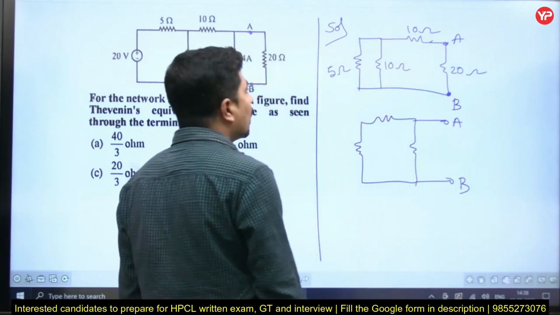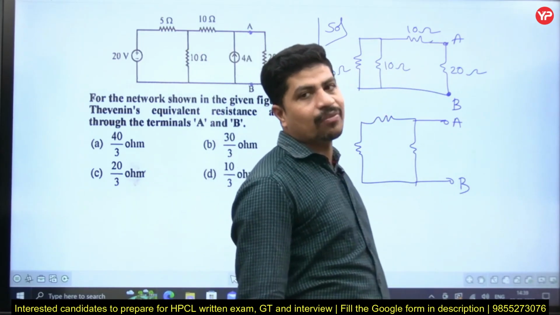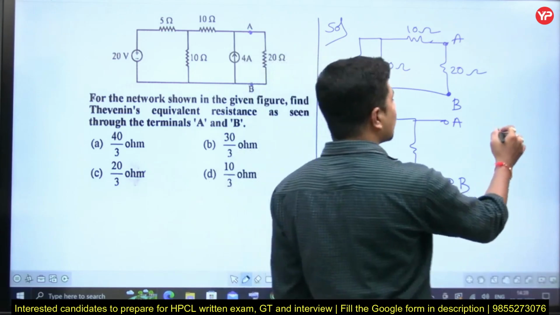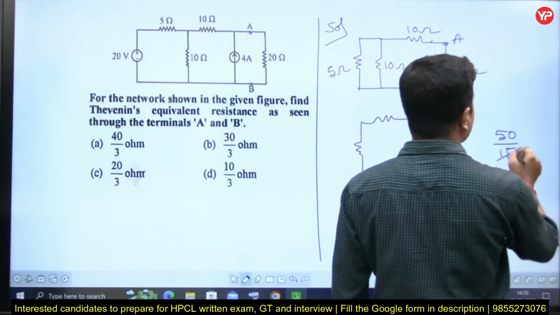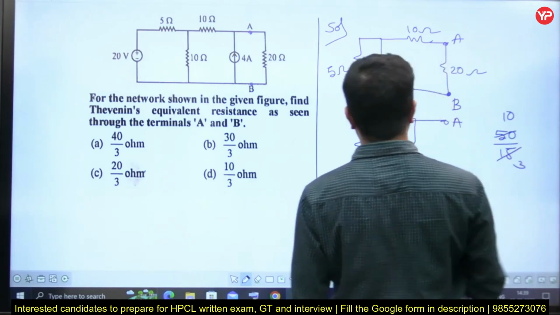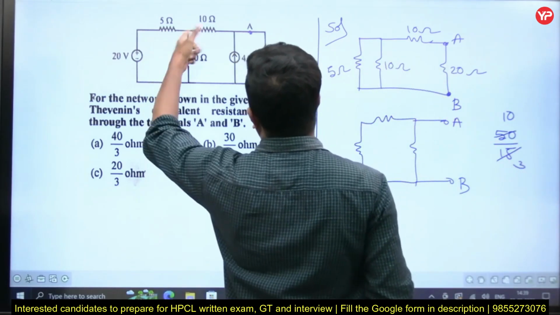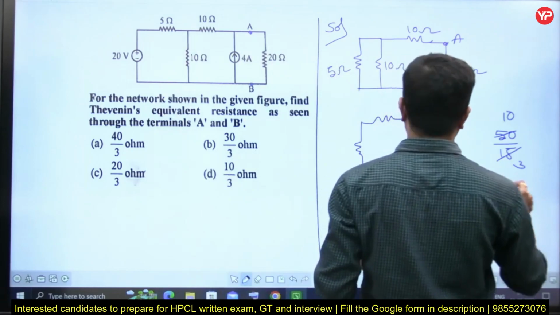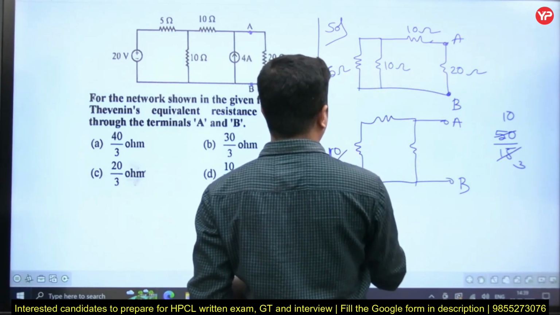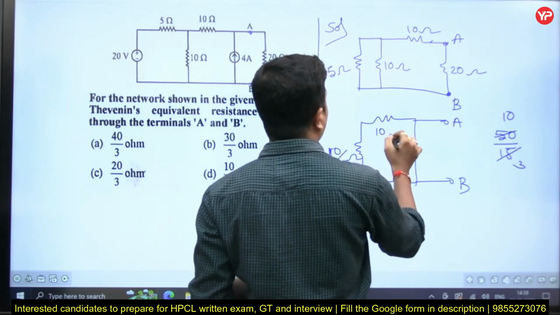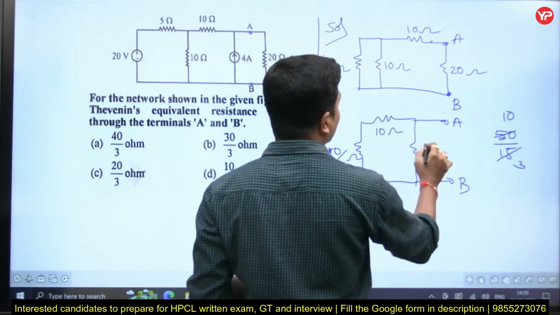10 into 5 by 15. 50 by 15. How much is it? 50 divided by 15. 5 3s are 15, so it is 10 by 3. 10 by 3 plus 10. How much is 10 by 3 plus 10? This is 10 by 3 ohm. This is 10 ohm. This total will be 40 by 3.